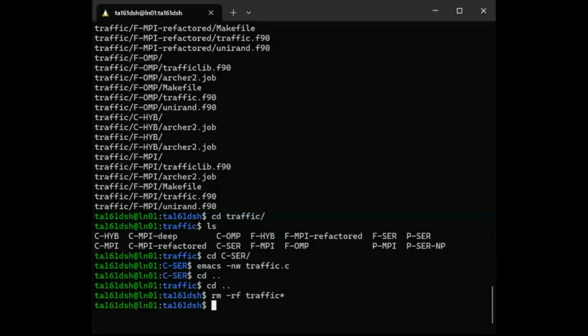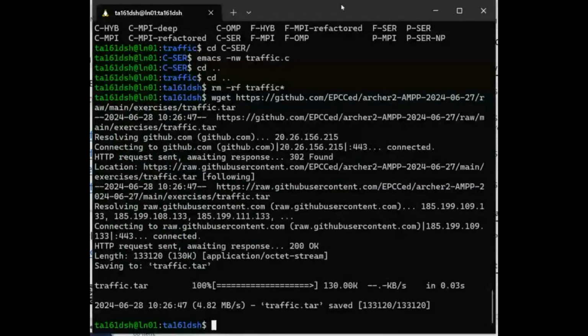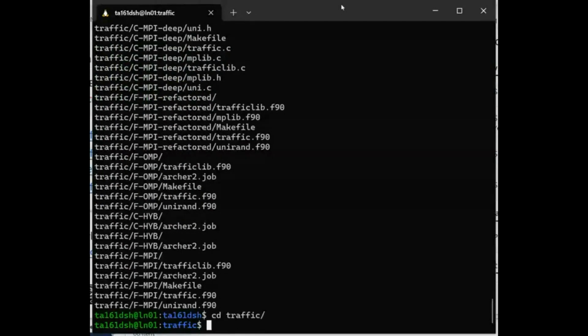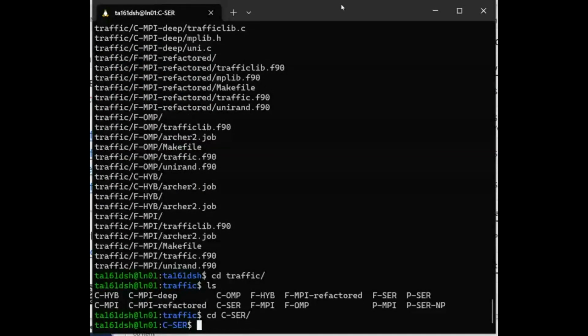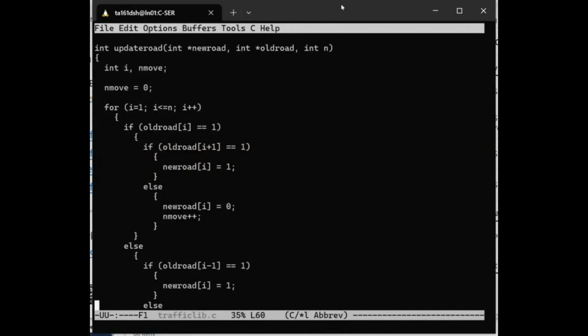So what I did is I went to the website and cut and pasted the URL of the traffic example, and I did wget on the traffic example. I can then unpack it. You see there's lots of stuff here, but you have to follow it through the exercise sheet. I was just showing how the model works, and the serial code. You have an integer array which represents a road, and each iteration you update the road. It's a very, very simple cellular automaton.